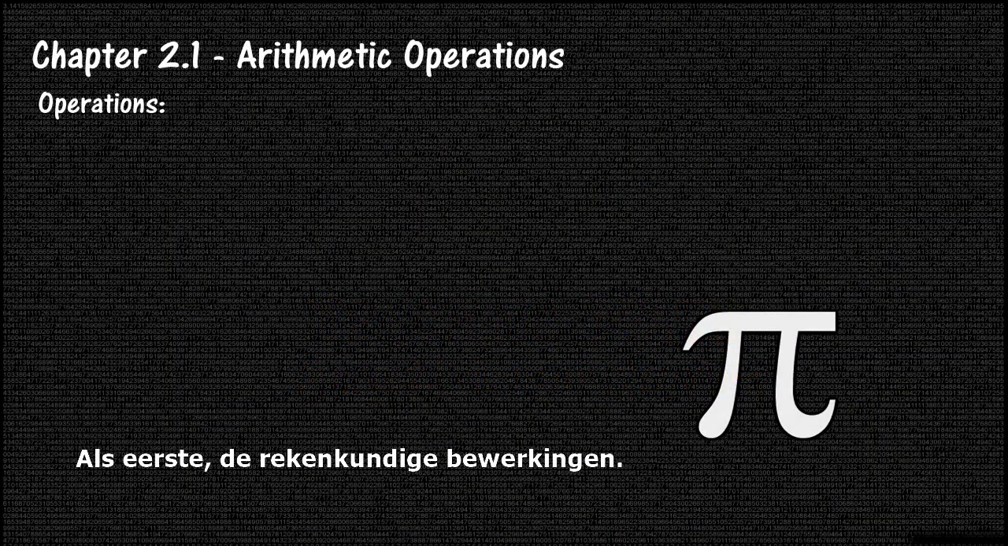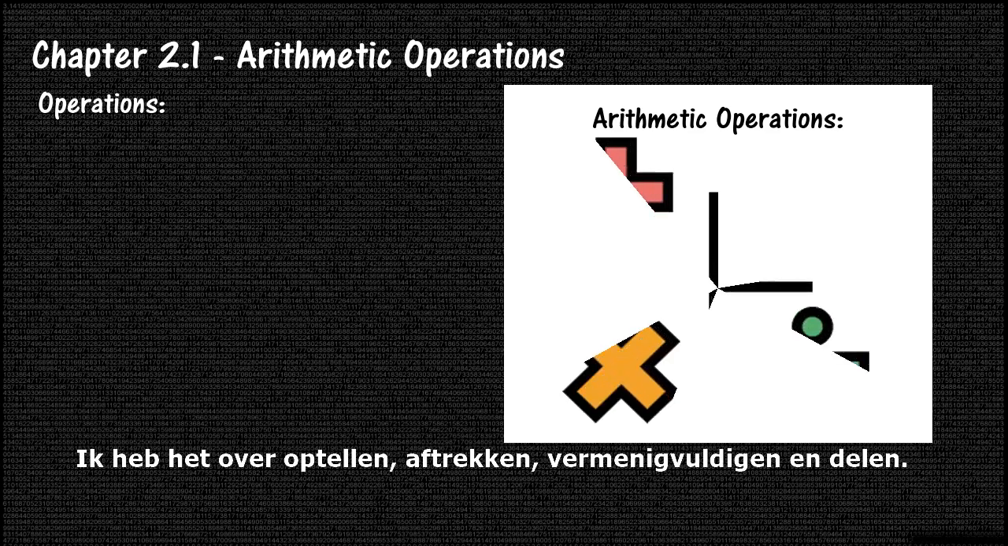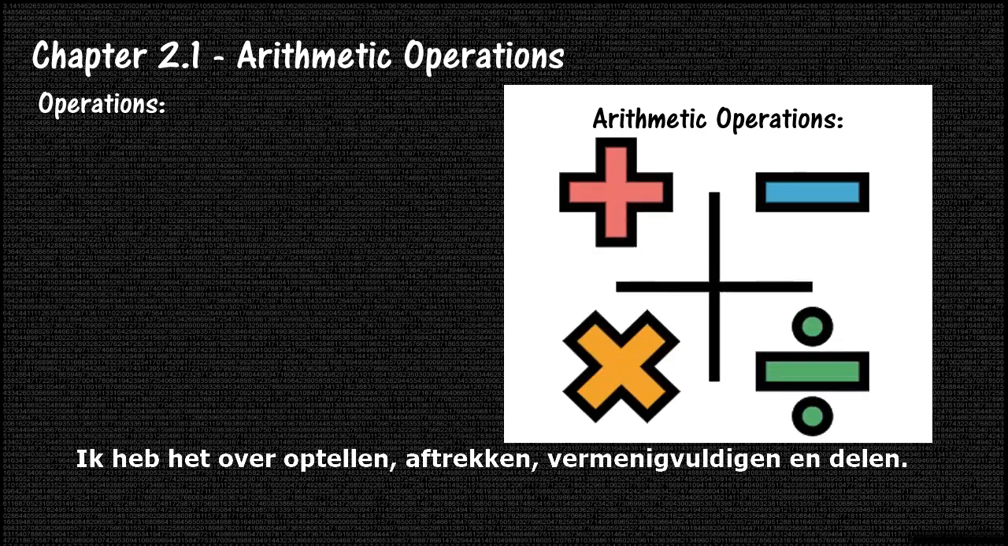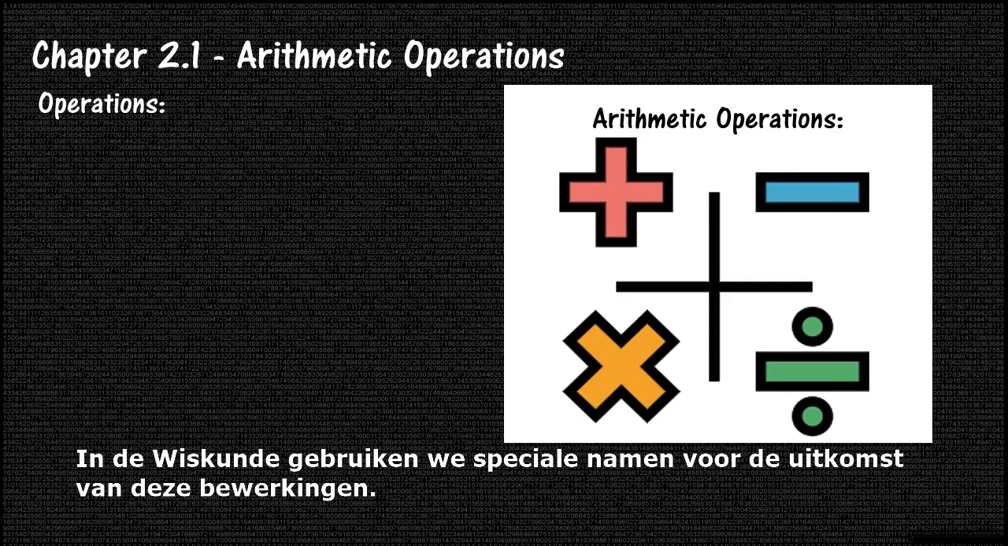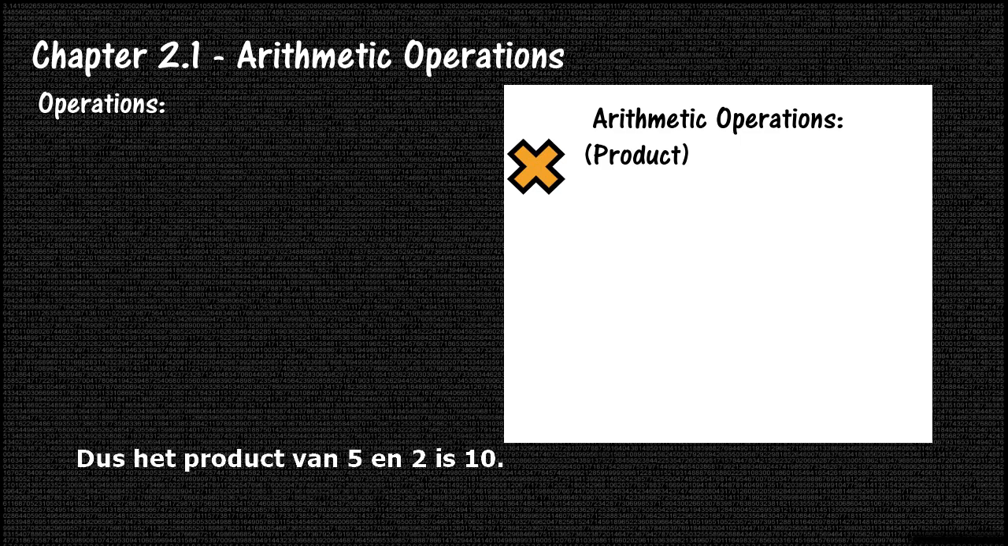First, the arithmetic operations. Easy because you already know the four most important operations. I'm talking about adding, subtracting, multiplying and dividing. In math, we have special names for the outcome of these operations. If we multiply numbers, then the outcome is called the product of those numbers. So the product of 5 and 2 is 10.